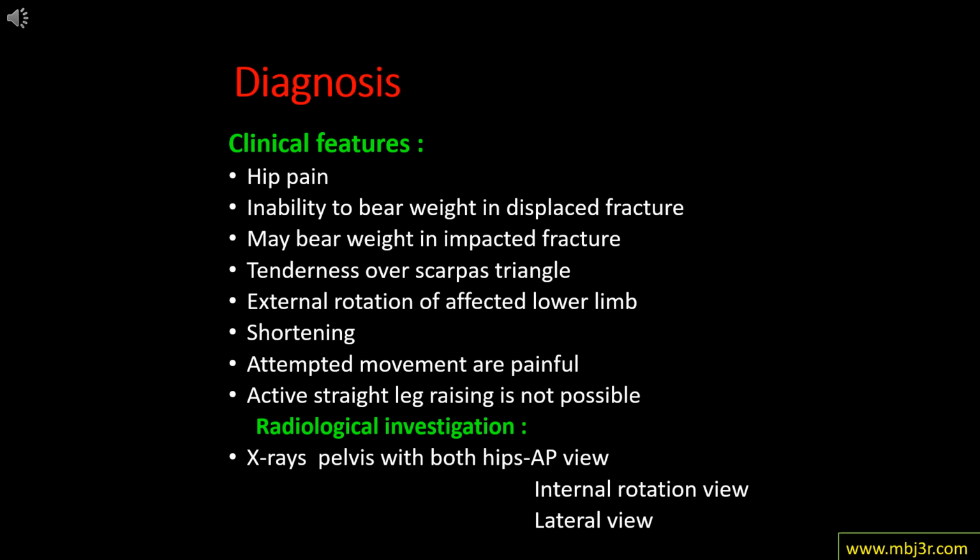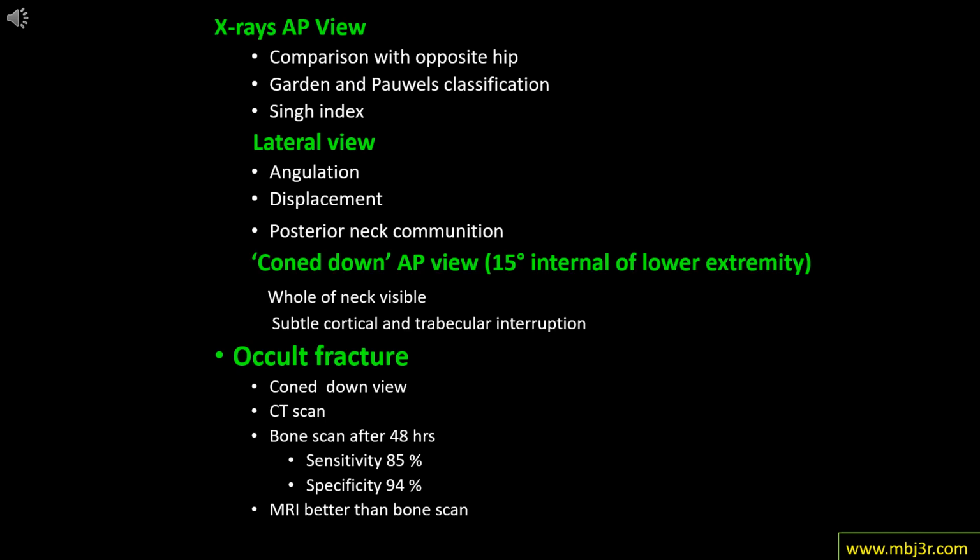You have to do an X-ray of the pelvis with both hips, AP view, internal rotation view and lateral view. In the AP view you have to compare with the opposite hip and see the Garden and Pauwels classification and Singh's index for osteoporosis. In the lateral view you have to see angulation, displacement and posterior neck comminution. In the cone down AP view, that is 15 degrees internal rotation of the lower extremity, the whole neck is visible, and subtle cortical and trabecular breaks can be seen.